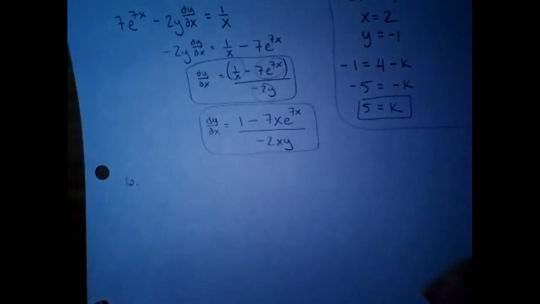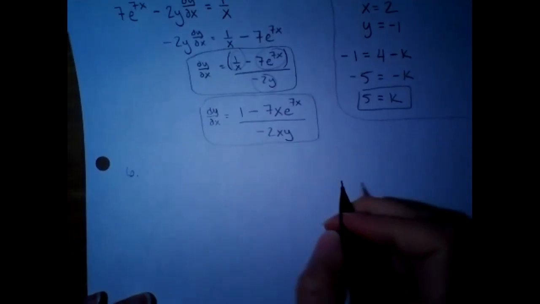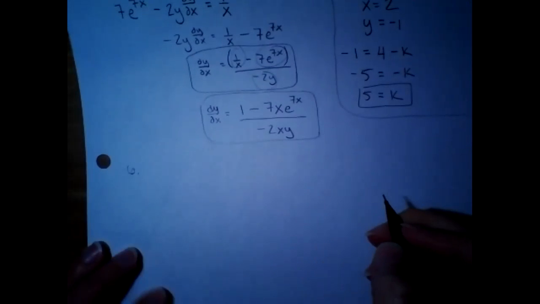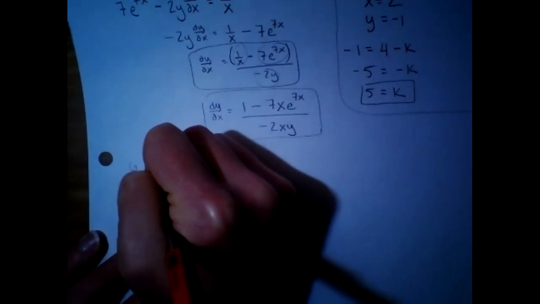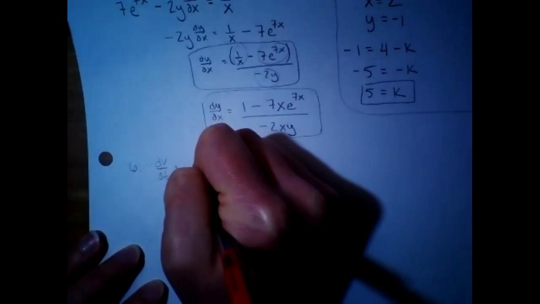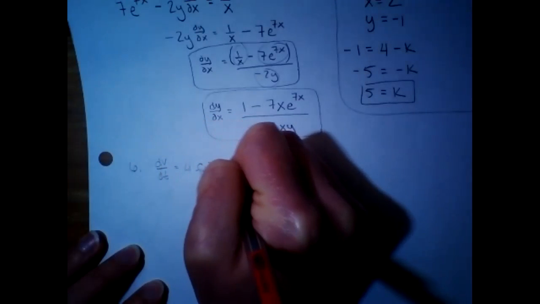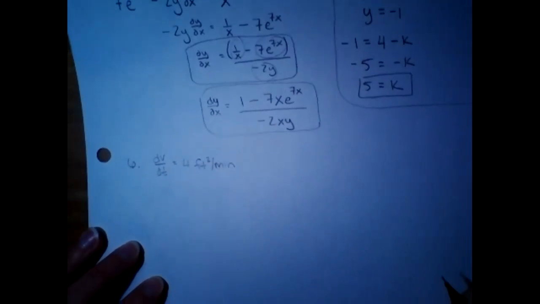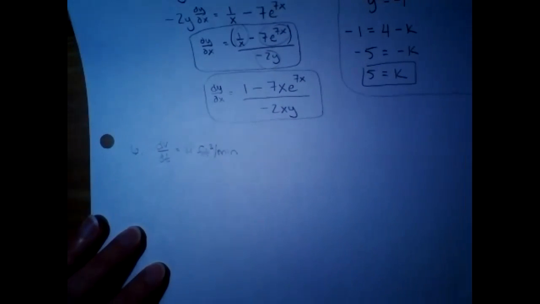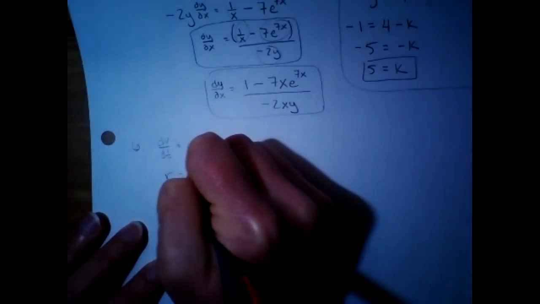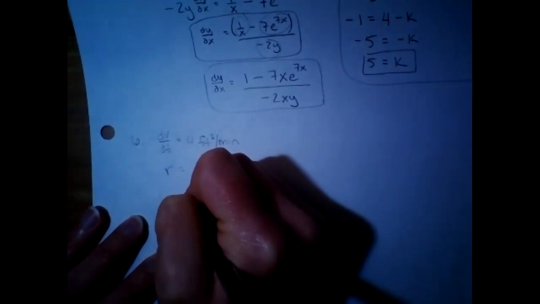All right, number 6. A cone is being filled up with water 4 feet cubed per minute. So the cubed is a big clue that we're talking about volume. So that is dv dt, and it's positive because it is filling up. And then we are told the radius equals 1/3 the height. And it says find the rate of change. This is our question mark value. Find the rate of change of the depth of the water.